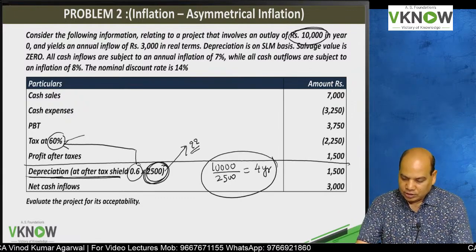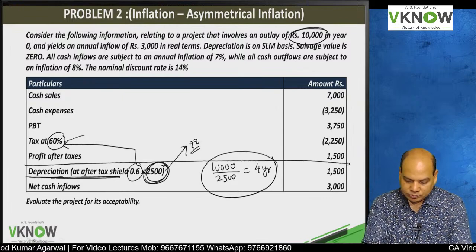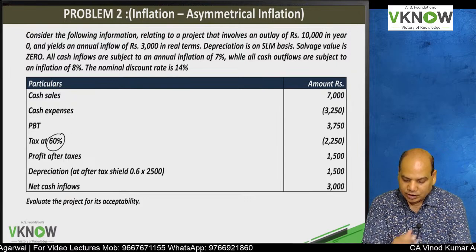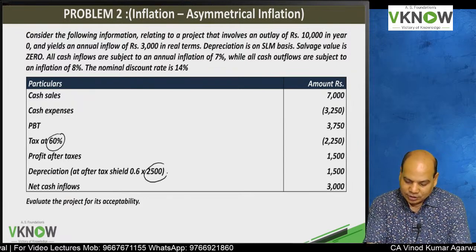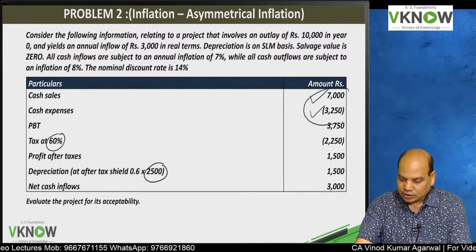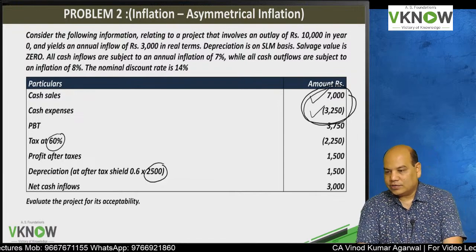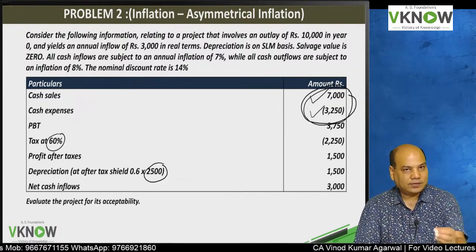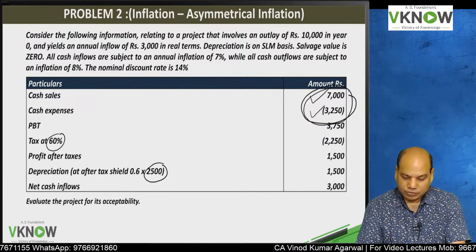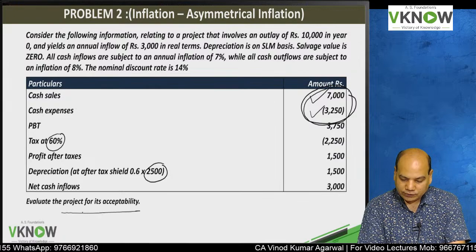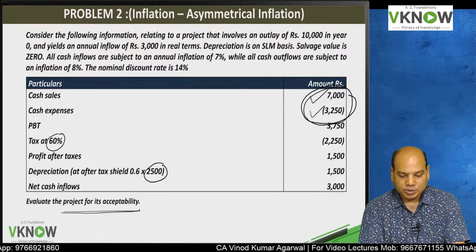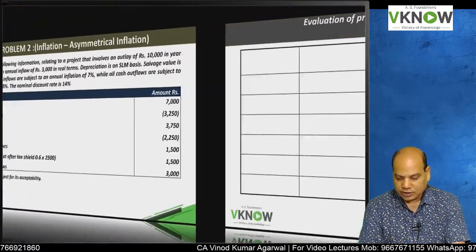Net cash flow is given. I don't have to use this table, but I have to use some information from this table. For example, I will require tax rate. I will require depreciation. I will use this number to start with. Not exactly same number, but I will add the inflation to that number. Ready? Evaluate the project for acceptability. If NPV is positive, we'll accept. If NPV is negative, we'll reject.